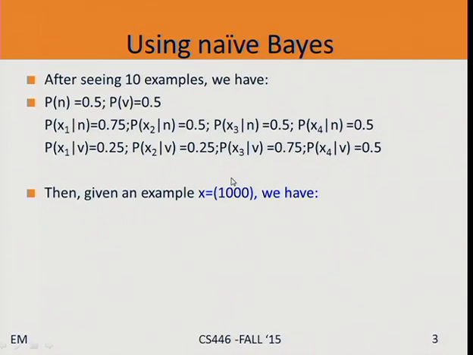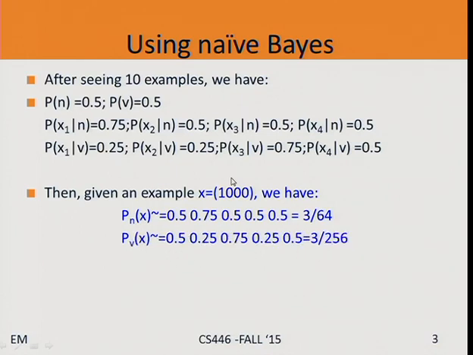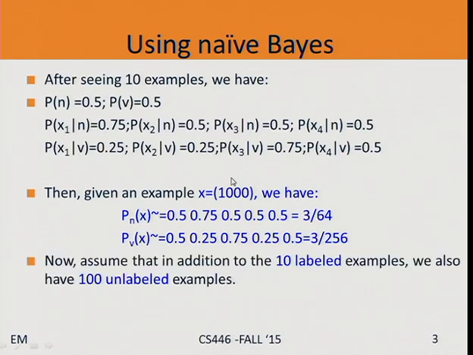Now I have the model, right? I learned the model. Now you give me a new example, say the example is 1000, and I can figure out what my prediction is. To figure out the probability of N given X, I'm multiplying the probabilities from the N row. Which probabilities do they multiply? First of all is the prior, 0.5. For X1, X1 is on, so it's 0.75. X2 is off, so it's 0.5, 0.5, 0.5. It matters whether it's on or off, actually. Same thing I'm going to do for V, and I got these numbers. This is just proportional to the probability. It's not really the probability because I did not normalize. But this is sufficient to tell me that I want to predict N, right? Questions?